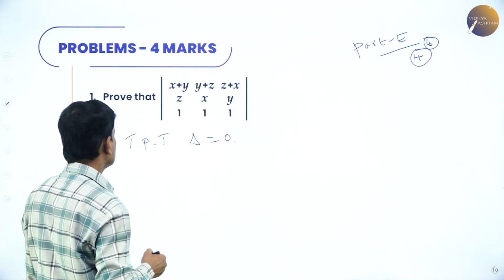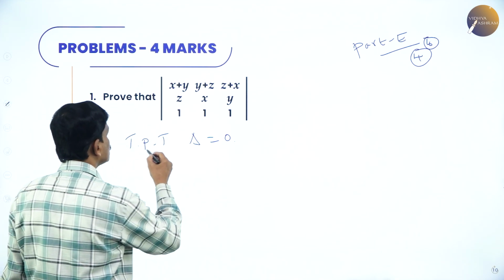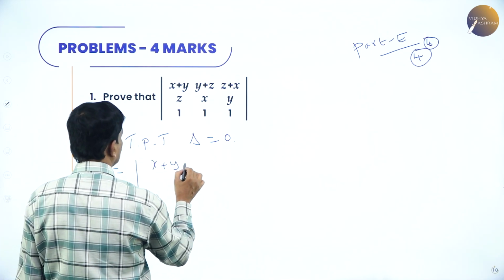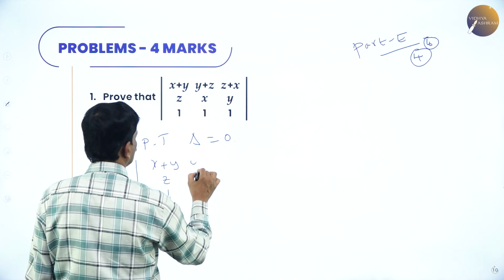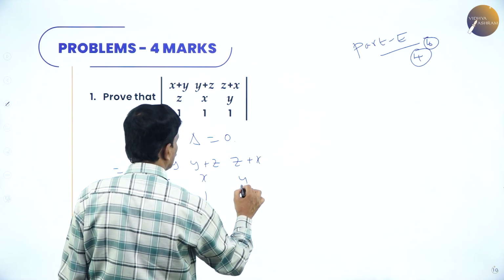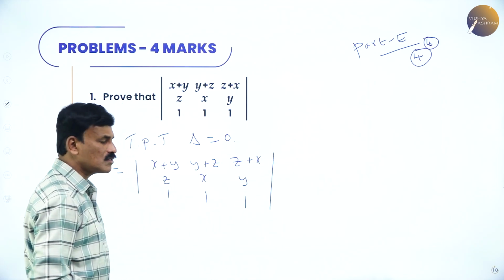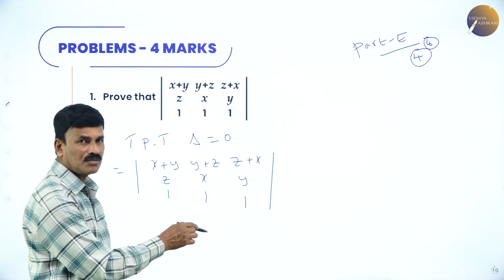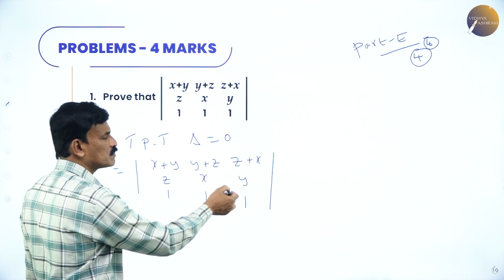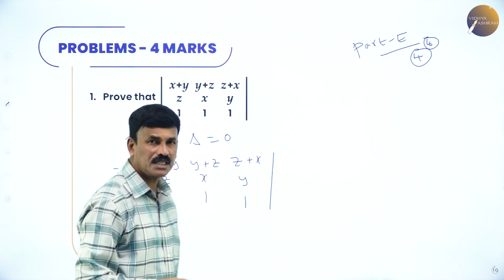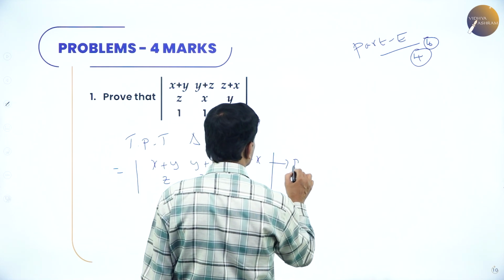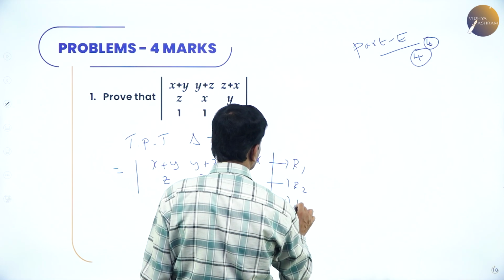Now write down this given determinant. This is the given determinant: x plus y, z, 1; y plus z, x, 1; z plus x, y, 1. Since all the elements in the third column are 1, 1, 1, suppose you add the first column entries x plus y, y plus z, z plus x, you will get 2 times x plus y plus z. You can take x plus y plus z as a common factor and you will get the answer. Now this is nothing but, as usual, you know, R1, R2 and R3.